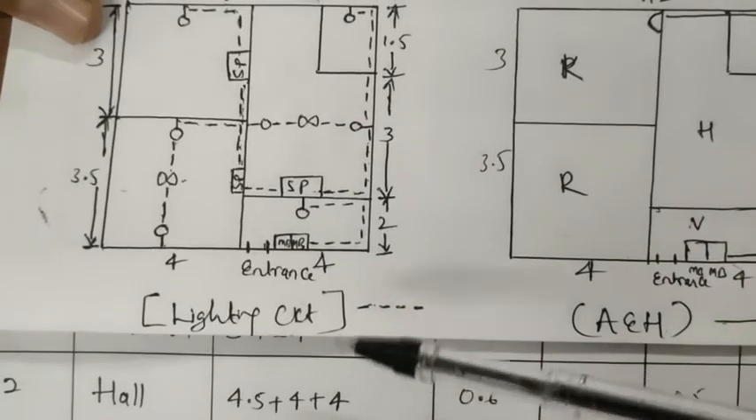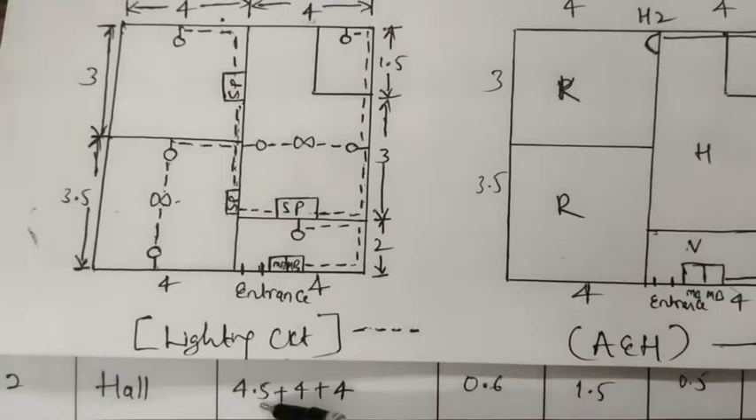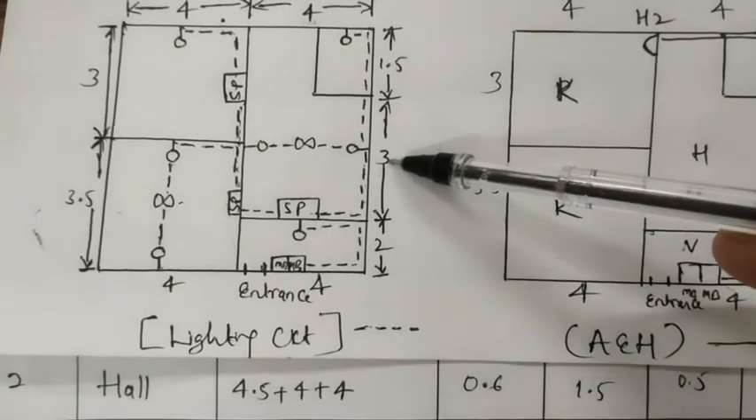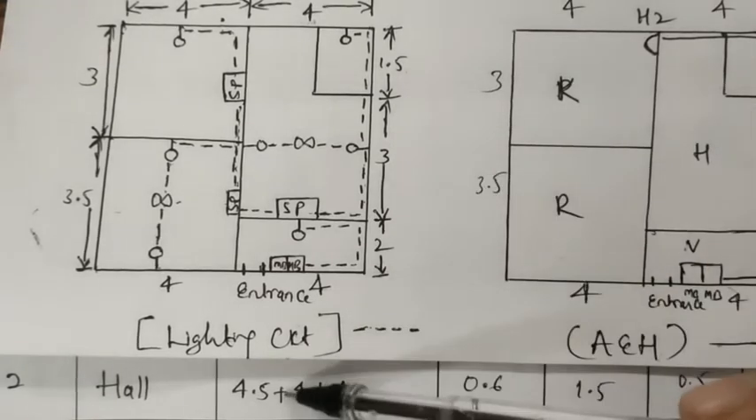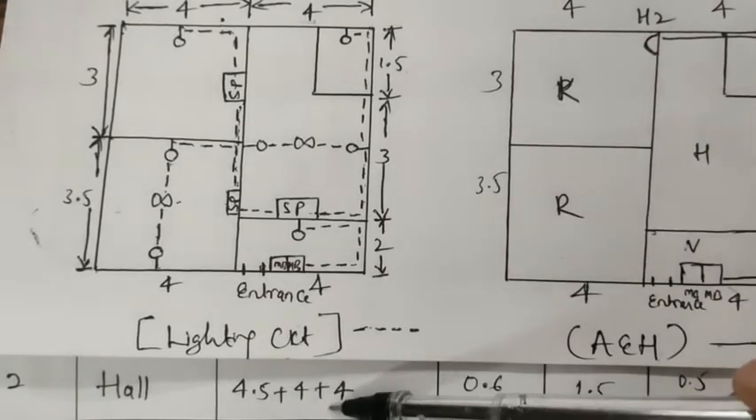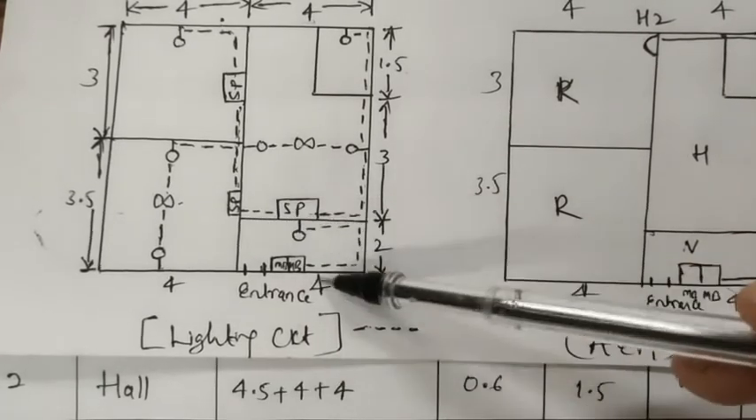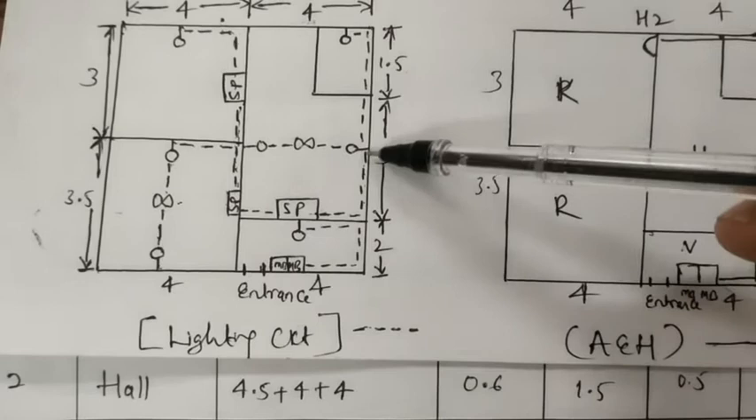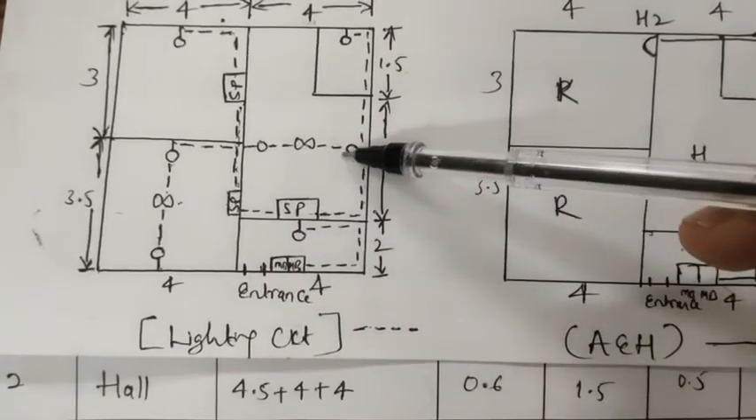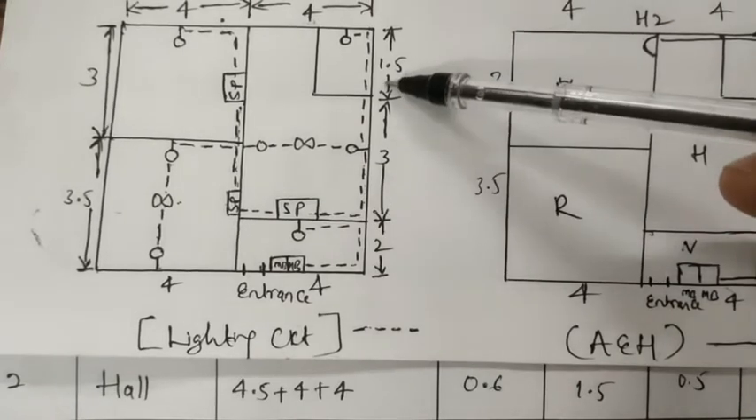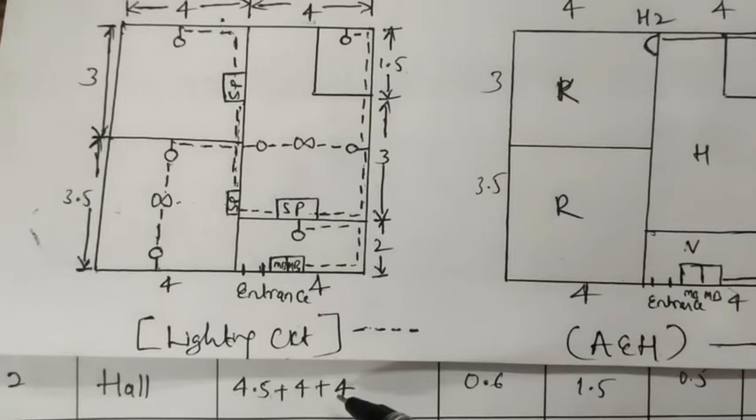And similarly check the location hall. So 4.5 means this is 3, this is 1.5, I have taken 1.5 plus 3, 4.5, plus 4 plus 4. Here you can see these are the dotted lines, this is 4, it is given here, and this is also given 4. So 4 plus 4 plus 3 plus 1.5, 4.5. This total is written in the hall.